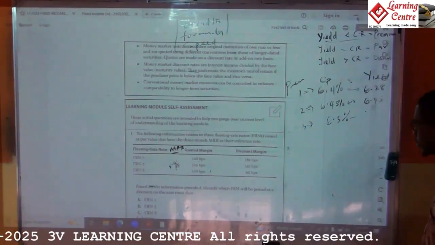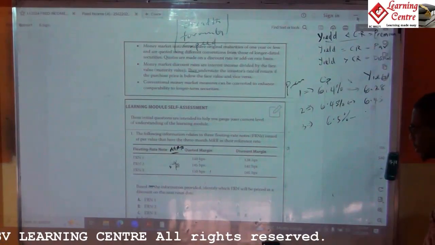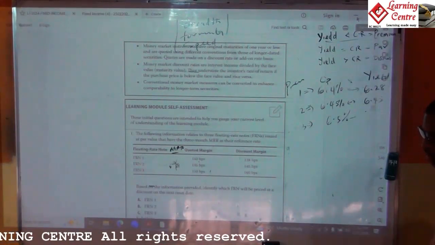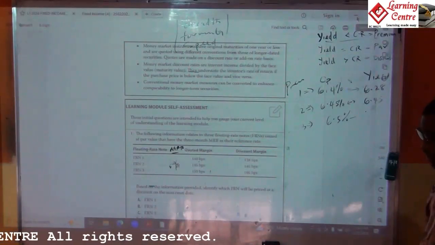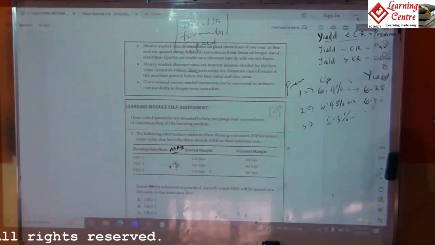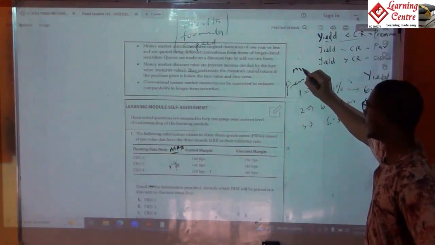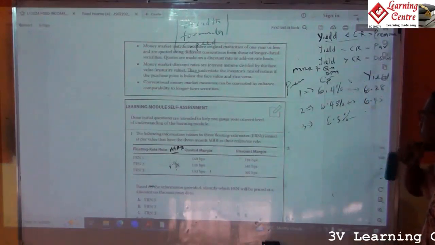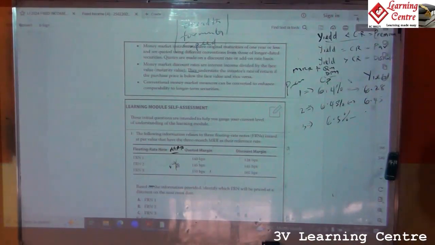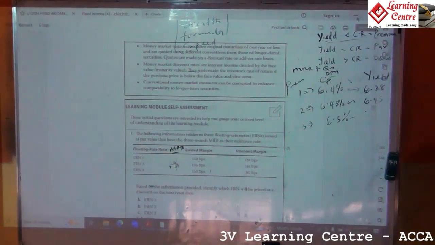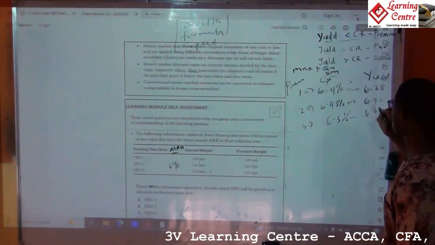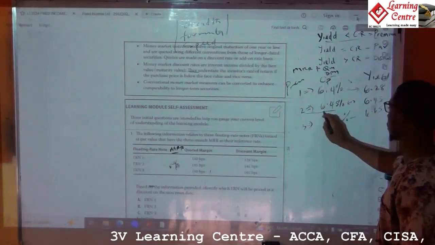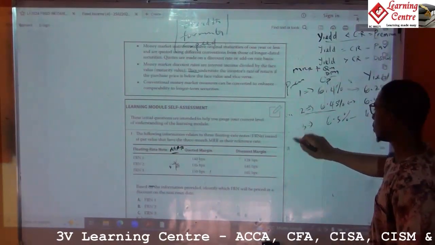25 points. What are you doing? 1.65, plus 5%. No, it's not times, it's plus. So this is MRR plus the quoted margin or discount margin. You get 6.65. So these two we treat at premium, and this one we treat at discount.